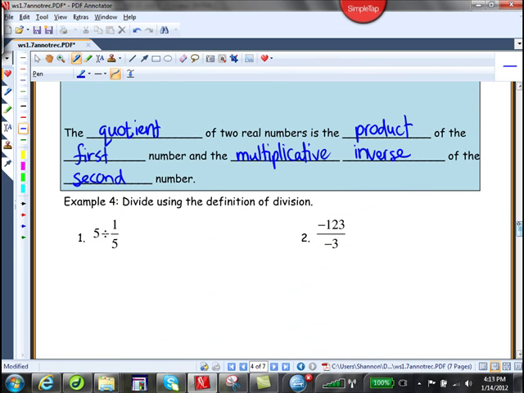All right, so let's take a look at this one. Divide using the definition of division. So this is going to be 5 times 5 over 1, which is just 5 times 5, which is 25. Okay.